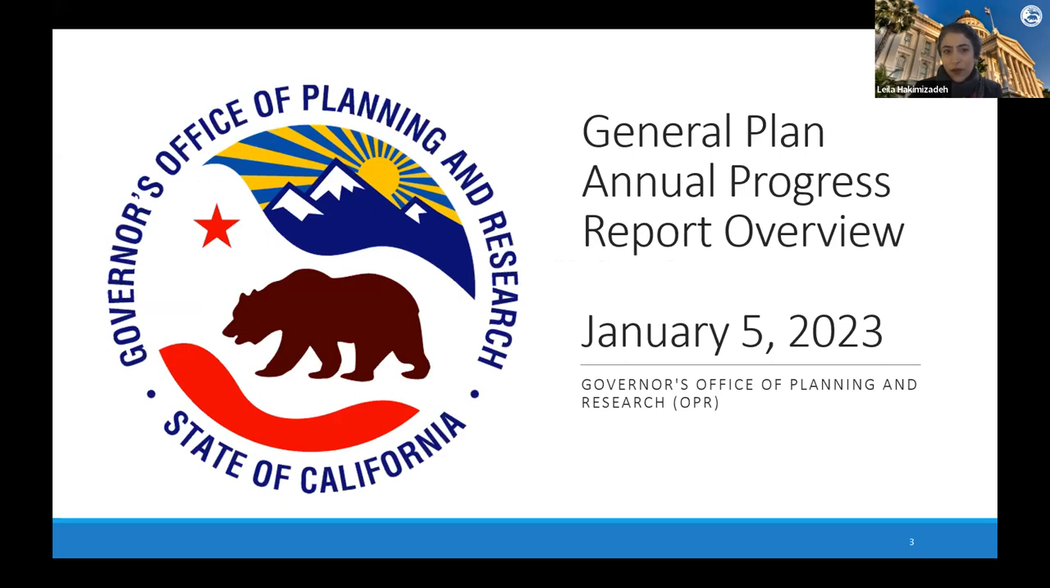And so what is OPR? OPR is the state planning agency and serves at the discretion of the governor. We are not a regulatory agency, and our core functions are advising on long-range planning and research.